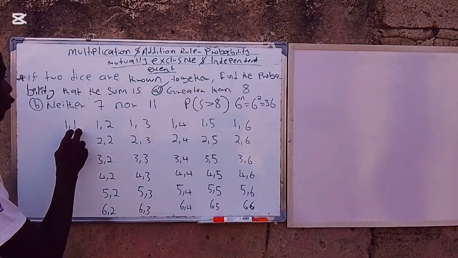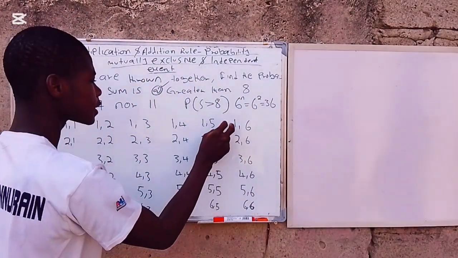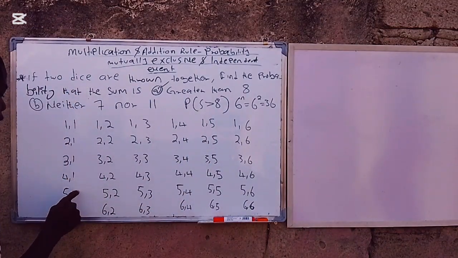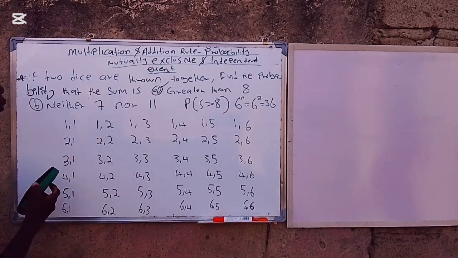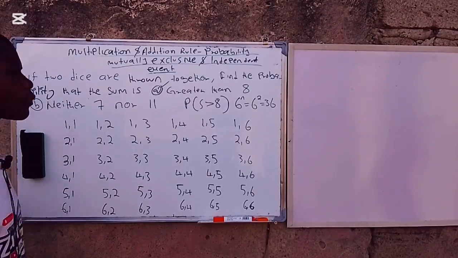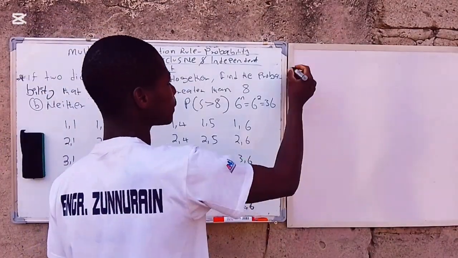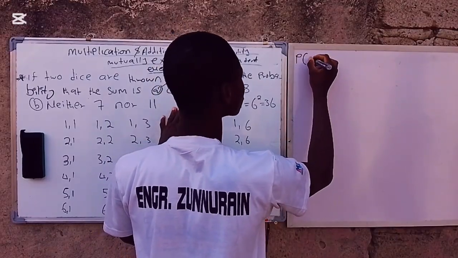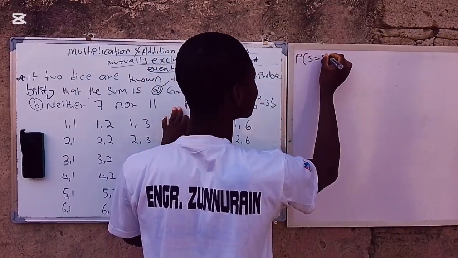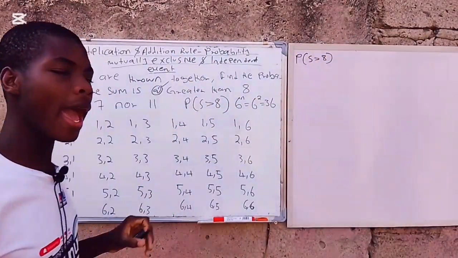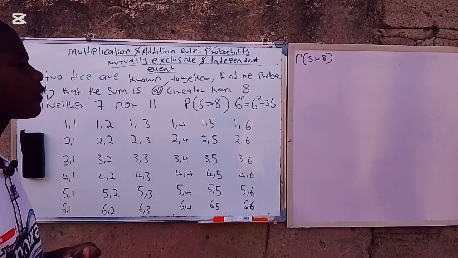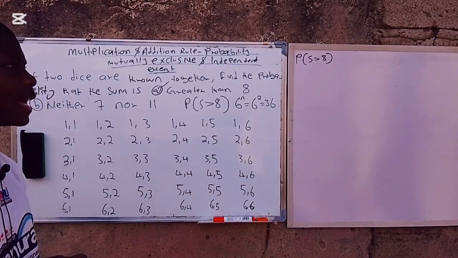As you can see, we have 1, 2, 3, 4, 5, 6. If you say 6 multiplied by 1, 2, 3, 4, 5, 6, you are going to get 36. So what should be the probability? The probability of S, it is greater than 8. How many possible numbers are greater than 8?